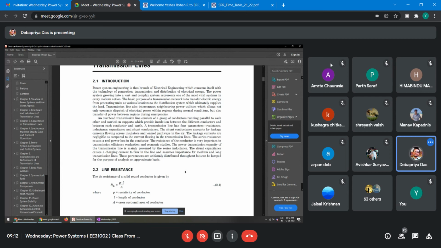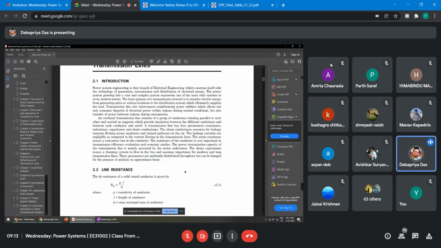Another thing is that the conductor is carrying AC current, therefore charging capacitance also will be there. If you assume the conductor and ground as 2 parallel plates, there will be line to ground capacitance that will also form. That also needs to be considered for a high tension line, right? And resistance as usual will be there, any wire or any conductor will have resistance. So resistance also we have to consider, right?